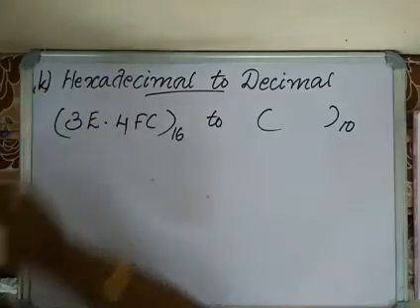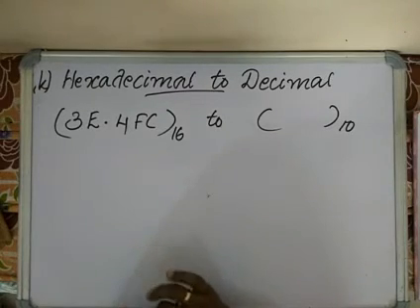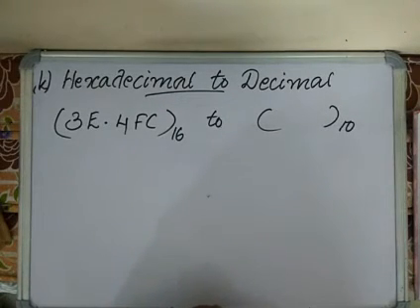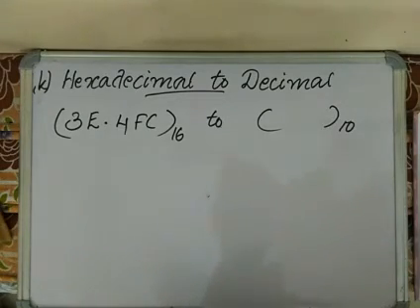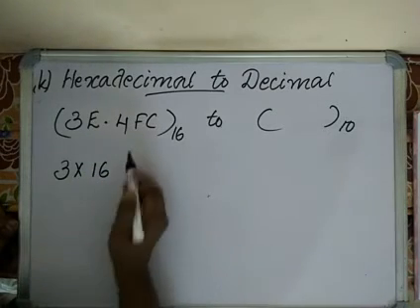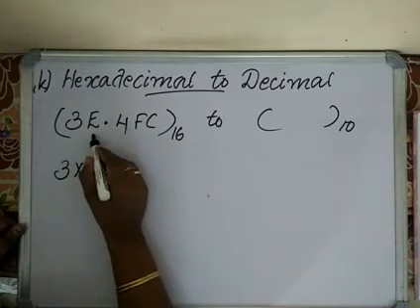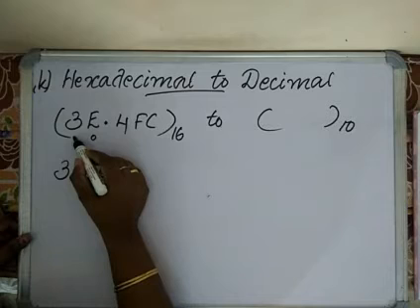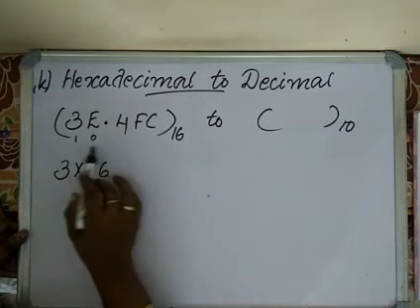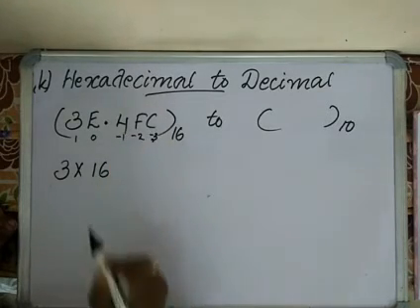Next one is hexadecimal to decimal. I have already mentioned that for any number system, when converted to decimal, each digit gets multiplied by the powers of the radix. Here the hexadecimal number is 3E.4FC. First digit is 3 multiplied with powers of 16, and that exponent term we will consider from the decimal point. So since we have two digits in the integer part, the exponents will be 0 and 1. Here it is -1, -2, -3.